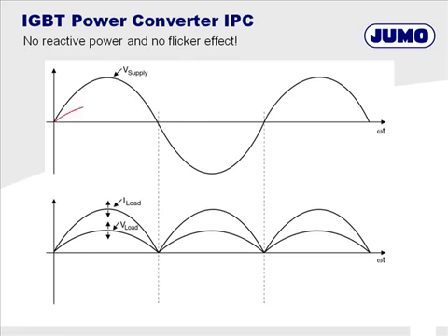The resulting mains current has the same phasing like the supply voltage. In contrast to the thyristor unit during phase angle operating, reactive power does not exist. The continuous mains current shows that there is no flicker effect like during burst firing operation.